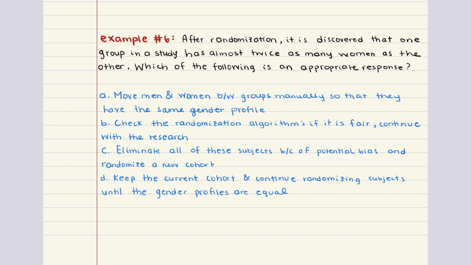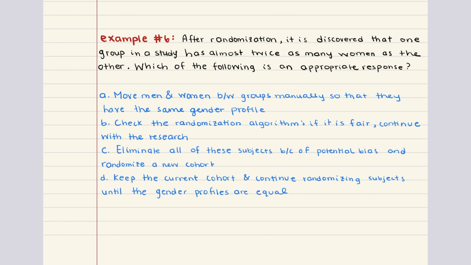After randomization, it is discovered that one group in a study has almost twice as many women as the other. Which of the following is an appropriate response? Randomization is a method that's used in experiments to evenly distribute participants across groups in the hopes to minimize the impact of confounding variables and ensure that the groups are comparable.